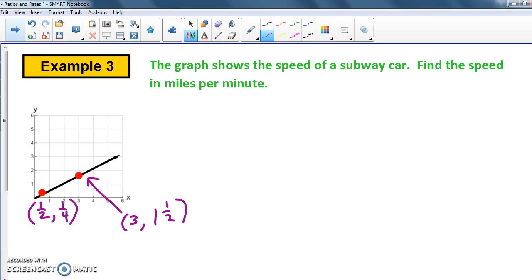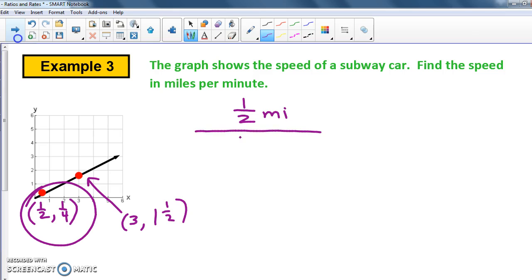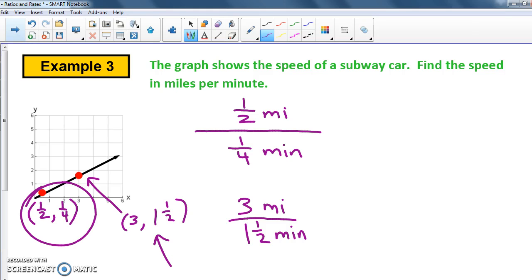So let me just look at one of these first. Let's look at this one. If I look at this one, that means that it traveled, let's see, speed in miles per minute. Okay, that means it traveled 1.5 mile in 1/4 minute. Okay, if I look at this one, it traveled, this one right here, 3 miles in 1.5 minutes. So the question says, find the speed in miles per minute. So I don't need both of these. I'm just going to use one of them. I'll use the top one.